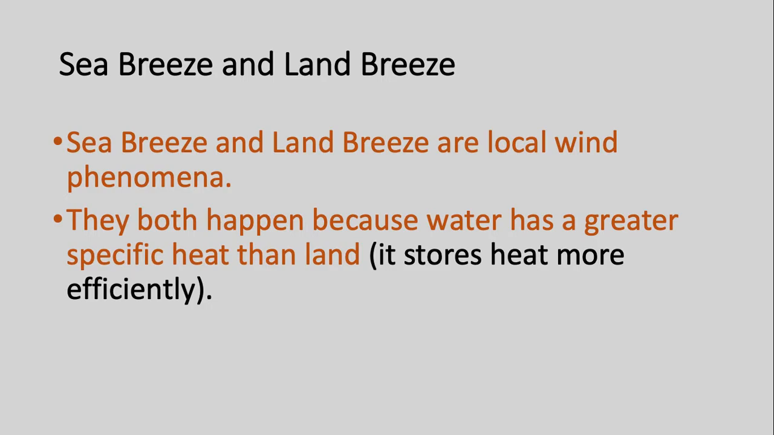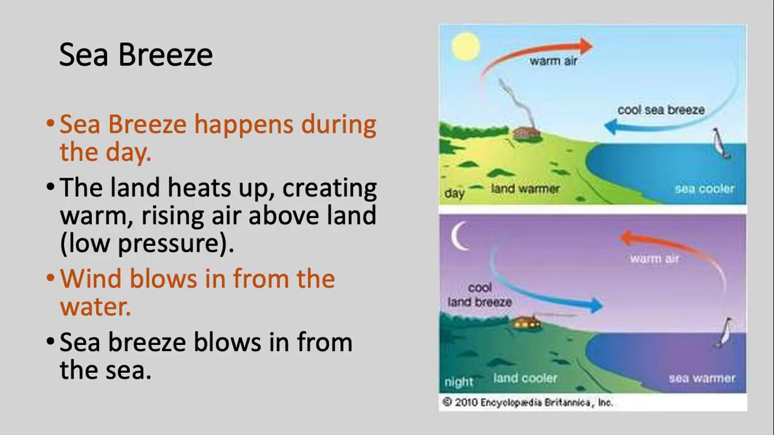Sea breeze and land breeze. Sea breeze and land breeze are local wind phenomena. They both happen because water has a greater specific heat than land. Water stores heat more efficiently. Sea breeze happens during the day. The land heats up, creating warm, rising air above the land, that's low pressure, and wind blows in from the water to replace that rising air. Sea breeze blows in from the sea.